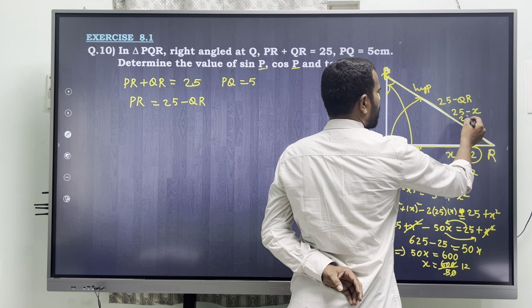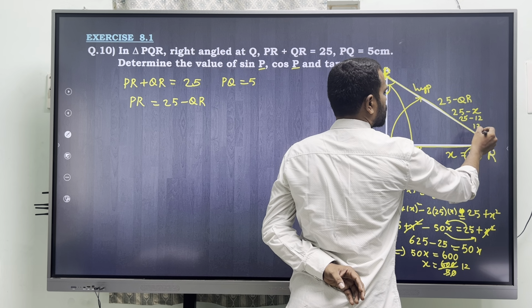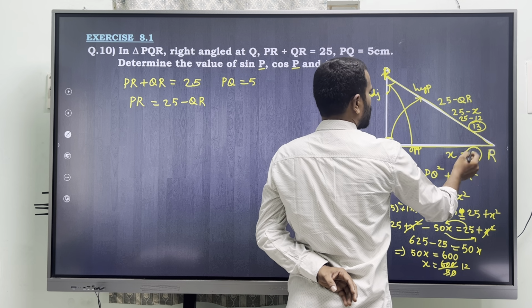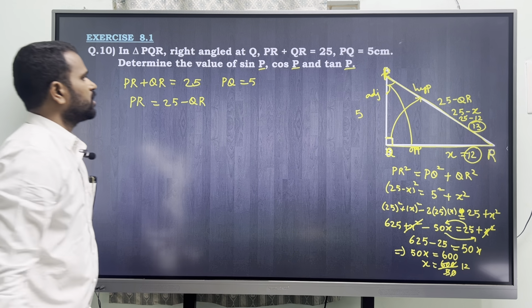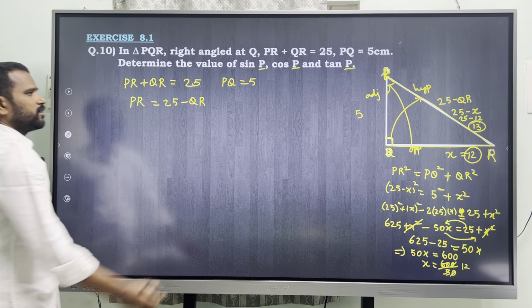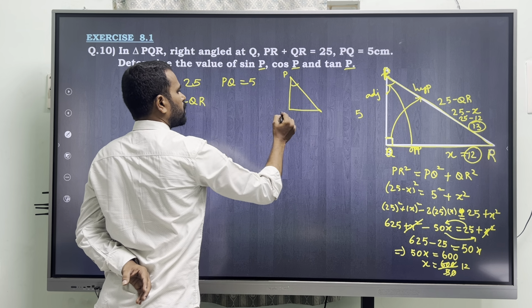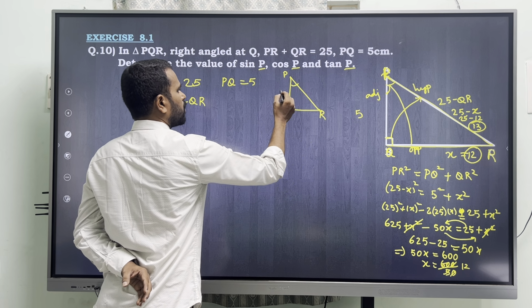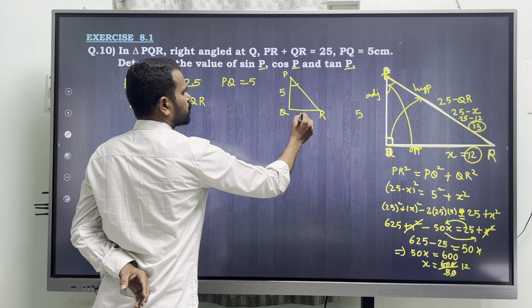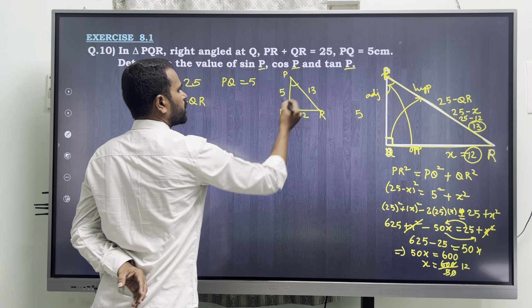So this becomes 25 minus 12. How much? 13. So 5, 12, 13 is a Pythagorean triplet. Now we got the triangle with P, Q, R, this 5, 12 and 13.